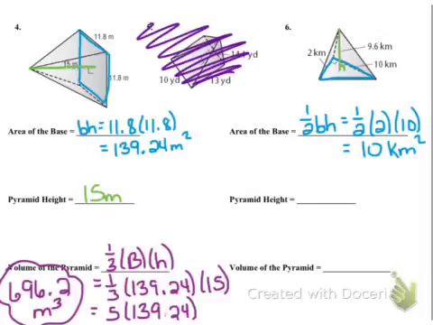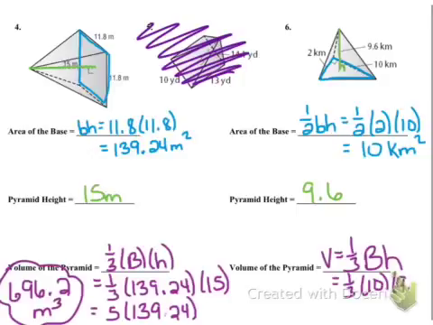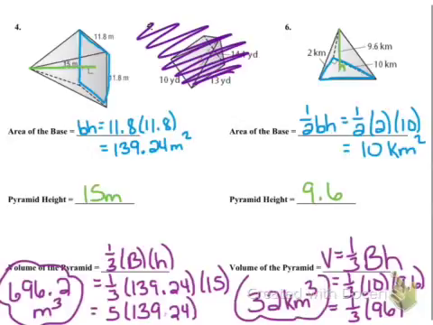Then we have that height in there that is 9 6/10. So the volume is equal to 1/3 times the area of the base times the height. So 1/3 of 10 times 9.6. Well, I know that 10 times 9.6 is 96. So 1/3 of 96, and 96 divided by 3 is 32. So it's going to be 32 cubic kilometers. I forgot to label this kilometers again.